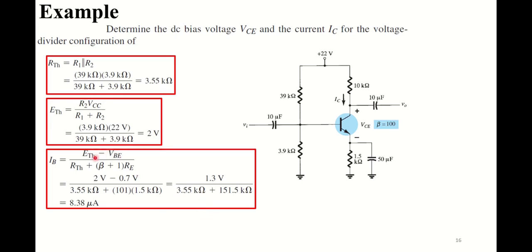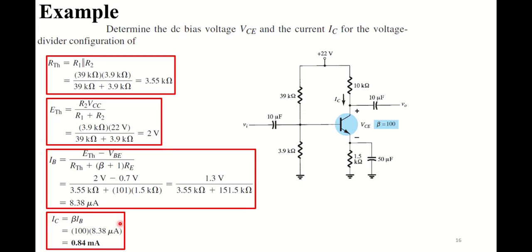By replacing the values of all these parameters and variables, we get the value of IB to be equal to 8.38 microamperes. After finding the value of IB, we can easily find the value of collector current IC by applying the standard equation IC is equal to beta IB. By replacing the values of beta equal to 100 and IB equal to 8.38 microamperes, we get IC equal to 0.84 milliamperes.